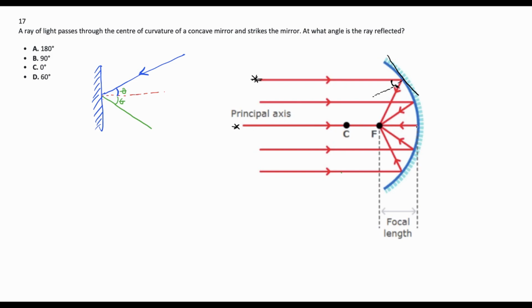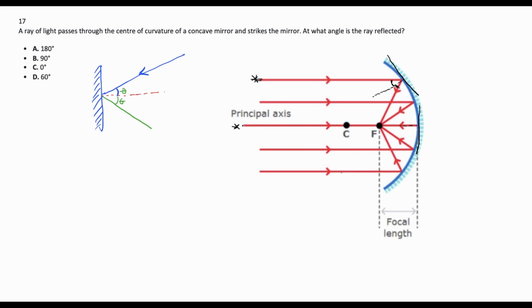If you look at this ray, it hits the mirror at this point. Now, let's draw a tangent to the mirror as well. If we draw a tangent to the mirror and we draw a normal to the mirror, the normal goes exactly along the axis of the ray itself. Now you would see that the angle of incidence here is 0 because the normal and the ray lie on the same axis. So therefore, the angle of reflection is going to be 0 as well.